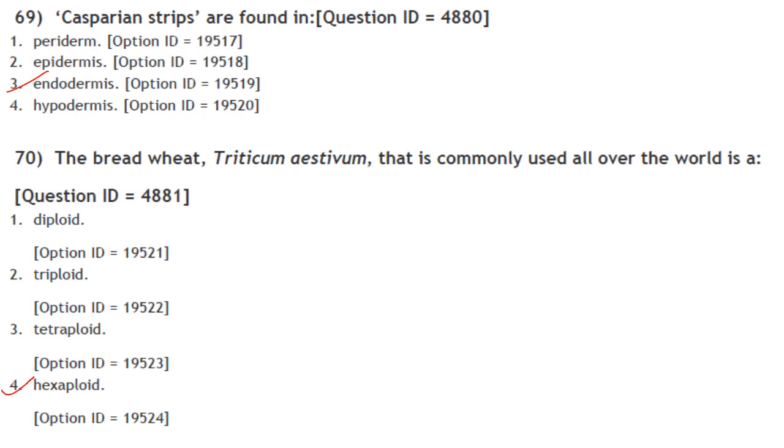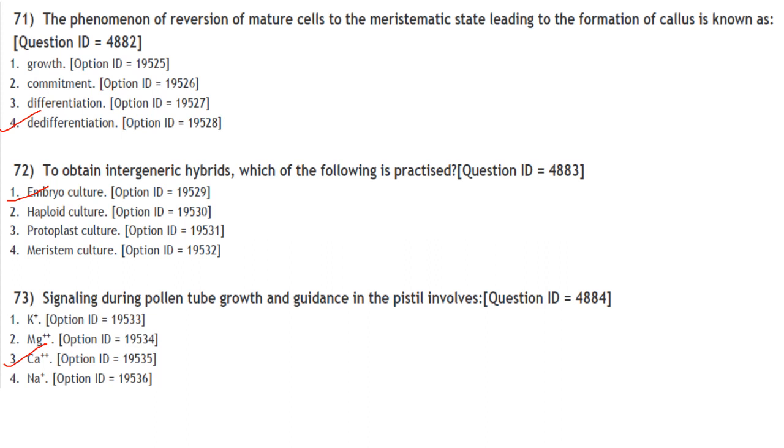The bread wheat Triticum aestivum that is commonly used all over the world is a hexaploid. All these are just direct questions. You can easily answer them. The phenomenon of reversion of mature cells to the meristematic state leading to the formation of callus is known as, it is called dedifferentiation. To obtain intergeneric hybrids, which of the following is practiced? So it is embryo culture. Then signaling during pollen tube growth and guidance in pistil involve Ca2+ ions.